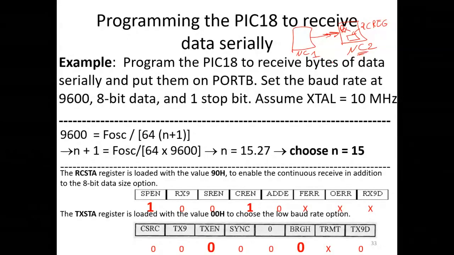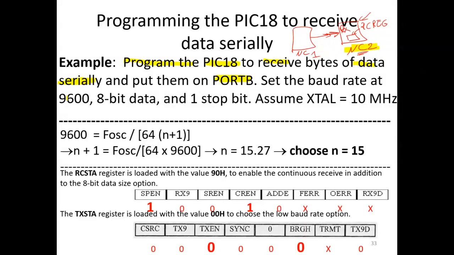Now, since the second device is a microcontroller, we also have to prepare the program of the receiver, the program of the second microcontroller. So this is what we'll do in this example. Here we have to write a program for PIC 18. The second device is a PIC 18 that receives a byte of data serially and puts it to port B. The main task here is to read the value that you have received serially from the RC register and send it to port B.